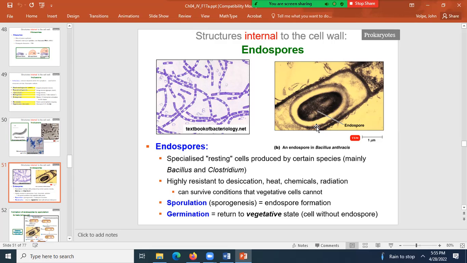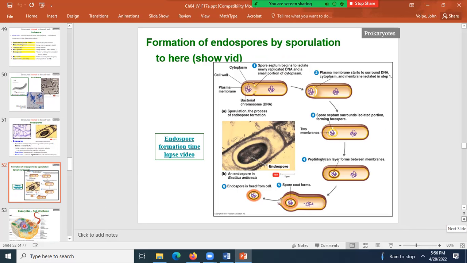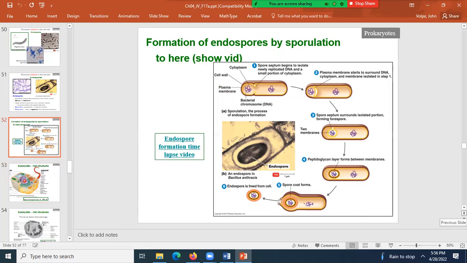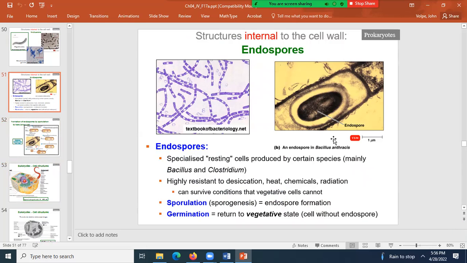The endospore can survive conditions that the vegetative cells cannot. So here we have a parent cell and the environment has become detrimental, so this cell has made an endospore. You should realize that endospore formation is not reproduction. It's not reproduction because one parent cell makes one endospore, and then the parent cell dies because the environment has become detrimental to the cell.